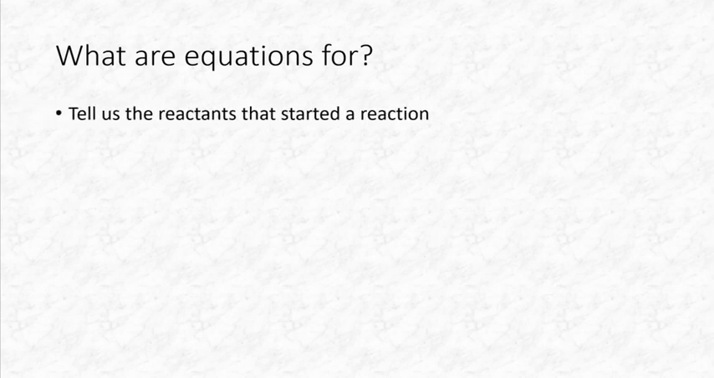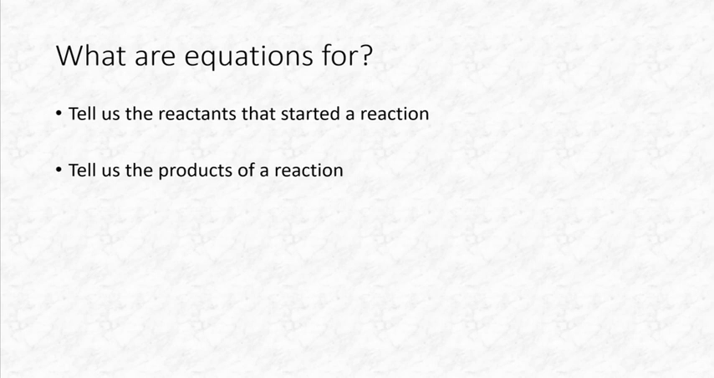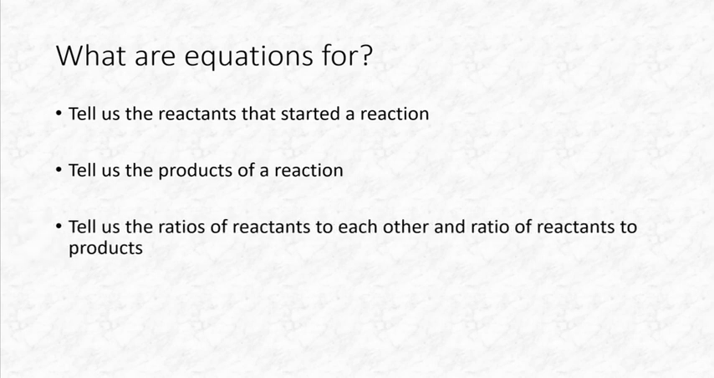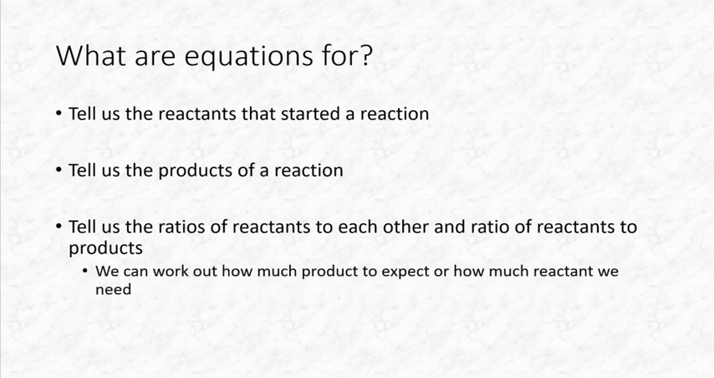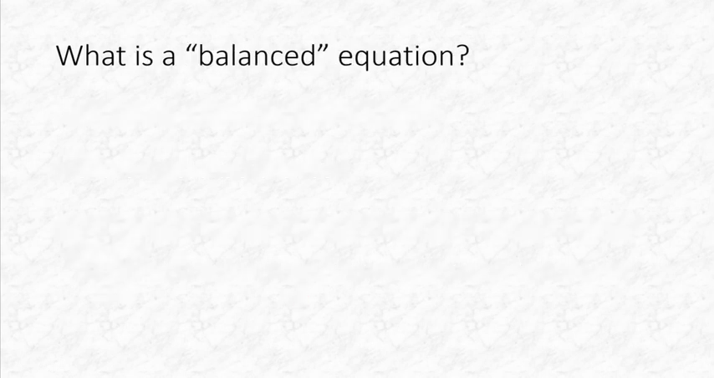So firstly, what are equations for? What's a chemical equation for? Well, it tells us the reactants we used in a reaction. It tells us what the products of that reaction are, and it tells us the ratio of the reactants to each other and of the reactants to the products as well. So we can work out how much product to expect or how much reactant we'll need to make so much product.